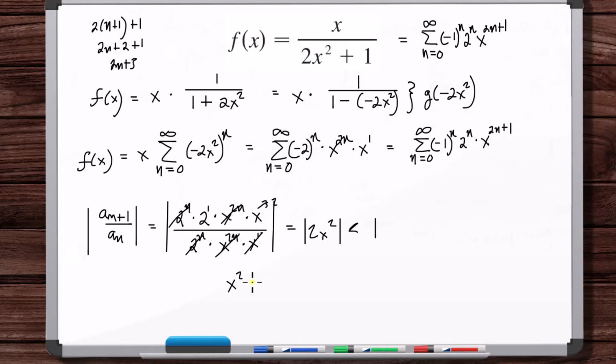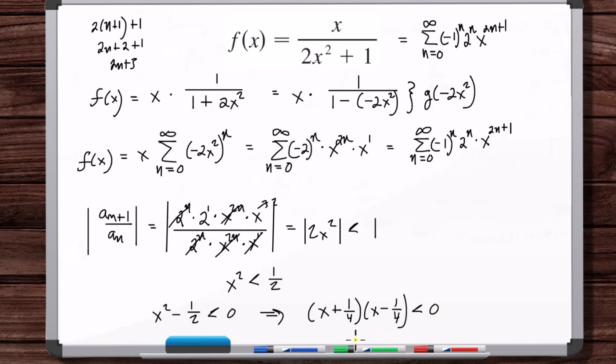x squared is less than 1/2. So x squared minus 1/2 is less than 0. We could factor this: (x plus 1/4)(x minus 1/4) is less than 0. So those are the boundary points, and we can see that when x is between minus 1/4 and 1/4, this is going to be less than 0.